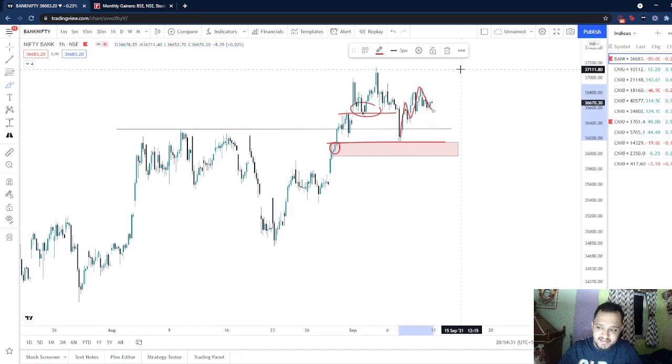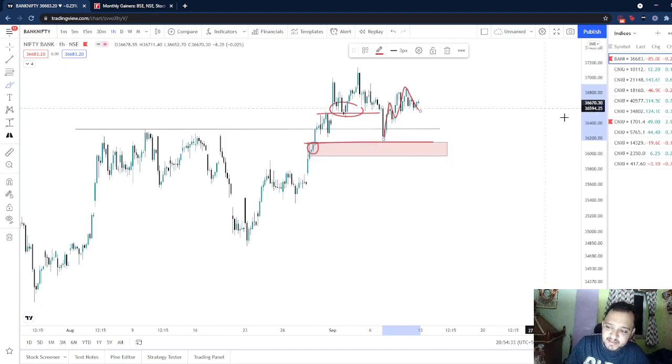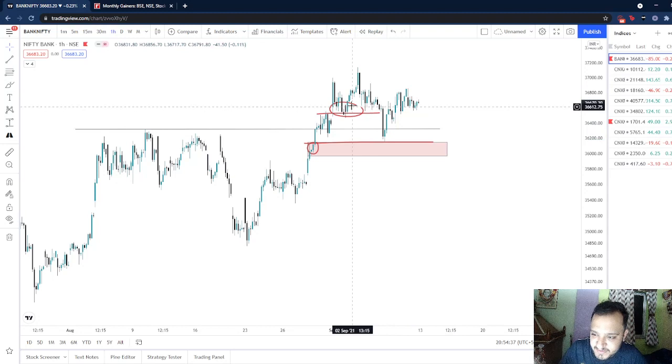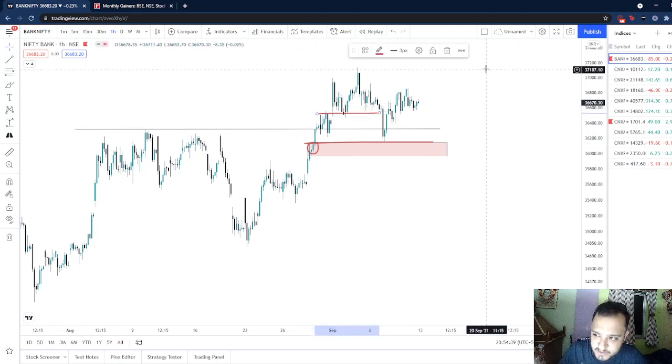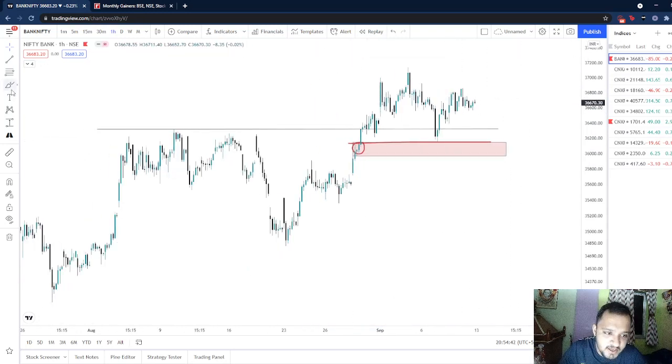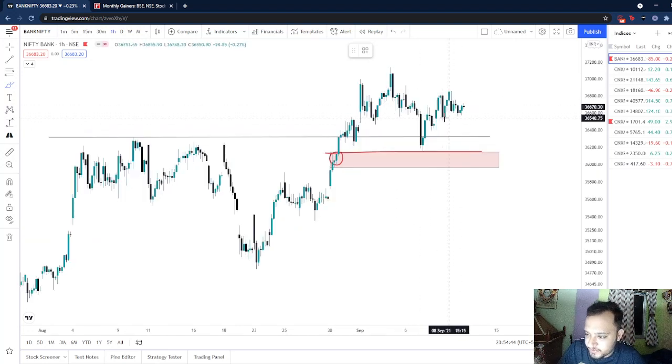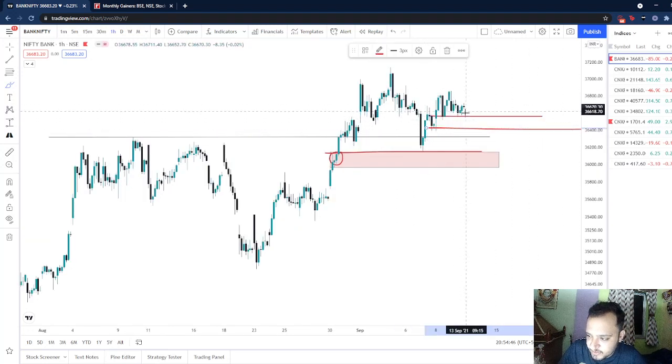Now the bias in Nifty Bank is bullish, but the thing is that there is no bearishness in this range at all, so you don't have any specific supply whose break you can wait for. So actually Nifty Bank is bullish straight from the current market price itself. You can use this demand zone to take longs.